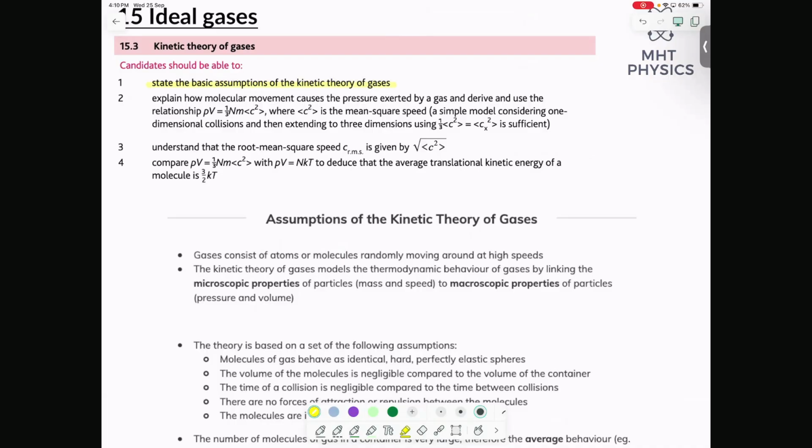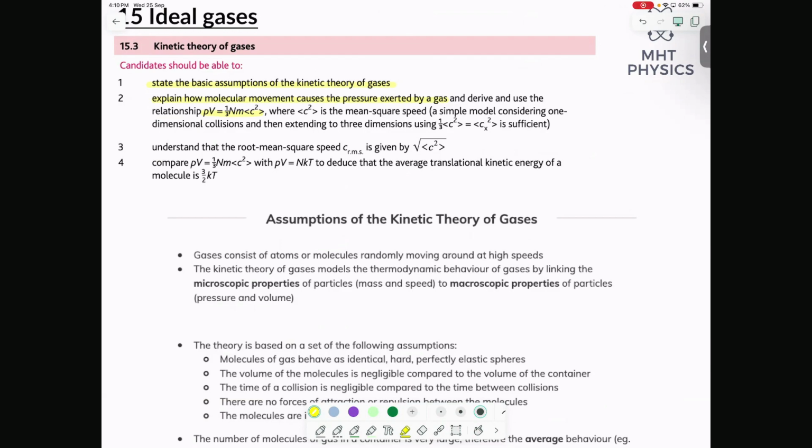So we're done with this. Next, explain how molecular movement causes pressure exerted by gas. We did that last class. So how is pressure exerted? The particles collide with the walls of the container. As they collide with the walls of the container, what do they apply? Force. And the force exerted per unit area provides what? Pressure, right? So that's what we saw. And derive and use the relationship PV equals 1/3 NMC square. That's the formula, okay? So we're going to derive that today.